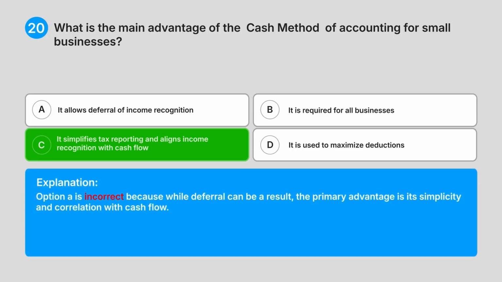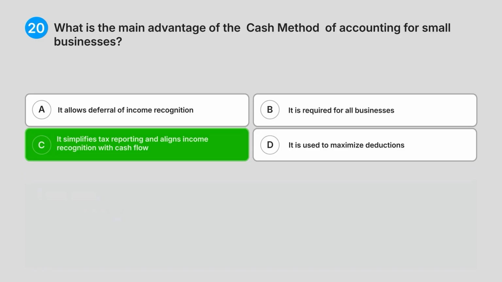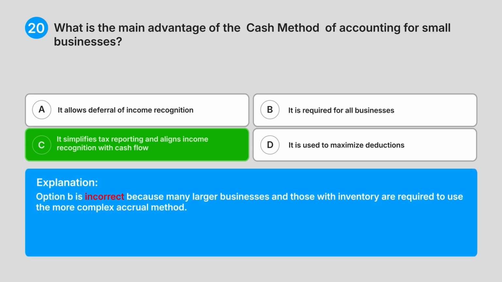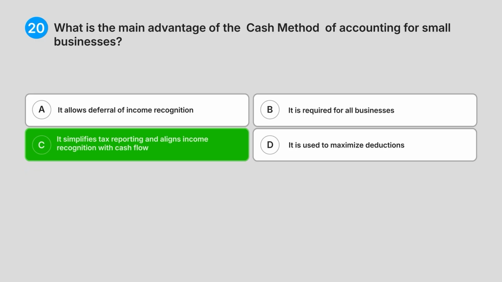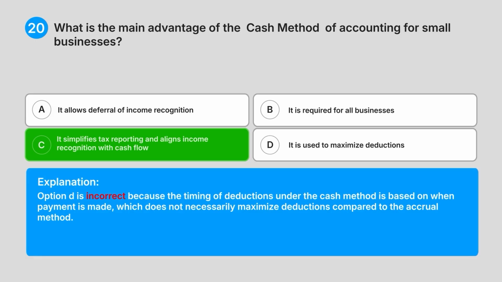Option A is incorrect because while deferral can be a result, the primary advantage is its simplicity and correlation with cash flow. Option B is incorrect because many larger businesses, and those with inventory, are required to use the more complex accrual method. Option D is incorrect because the timing of deductions under the cash method is based on when payment is made, which does not necessarily maximize deductions compared to the accrual method.